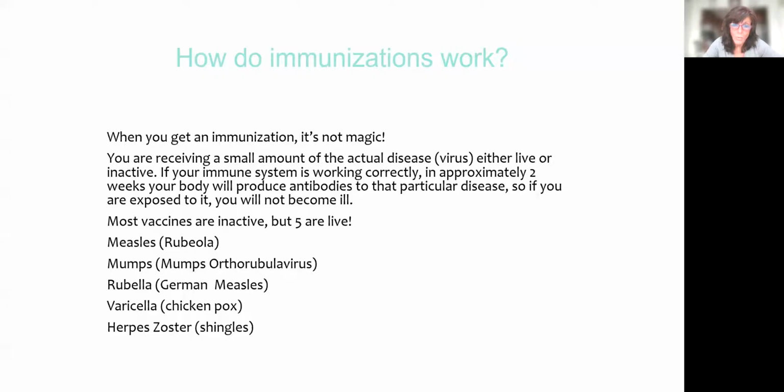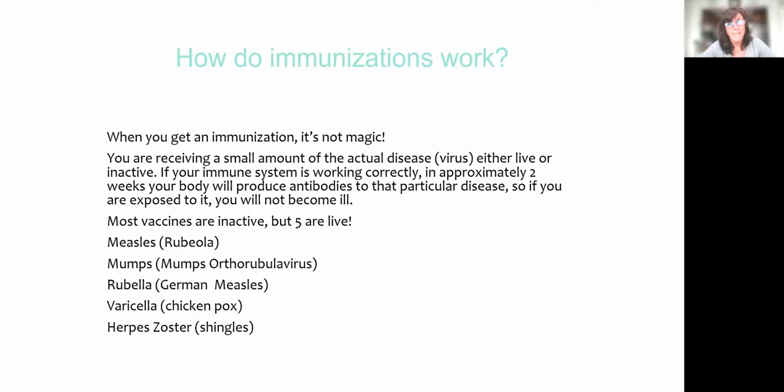So when we talk about immunizations, we want to know how immunizations work. So it's not a magic trick, okay? When you get a vaccine against a specific disease, what we're giving you is a little bit of the virus, the actual disease, and it's either live or it's inactive. Most of them are not live. Most of them are inactive, okay? And if you have a healthy body, a healthy immune system, and it's working the right way, in about 2 weeks, give or take, your body will produce antibodies to that particular disease. So if you ever get exposed to it, you're not going to get sick, okay?